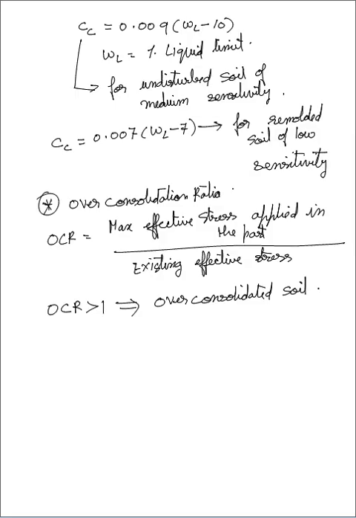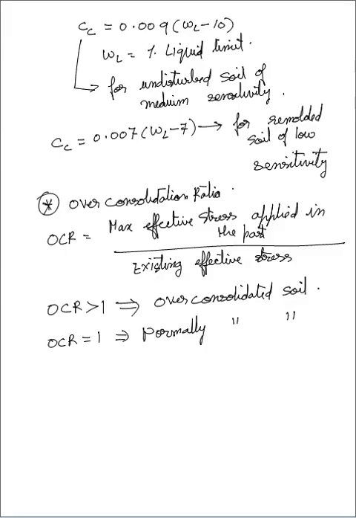Suppose OCR is equal to 1, then what does it mean? It means normally consolidated soil. Normally consolidated soil means both are the same. Maximum effective stress applied in the past is equal to existing effective stress. If numerator and denominator have the same value, then OCR will be 1. So we can call it normally consolidated soil.